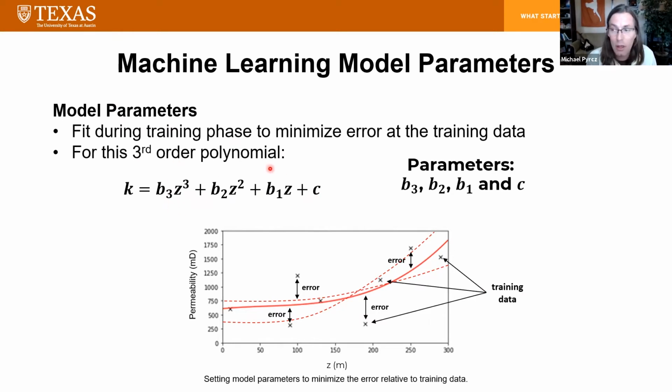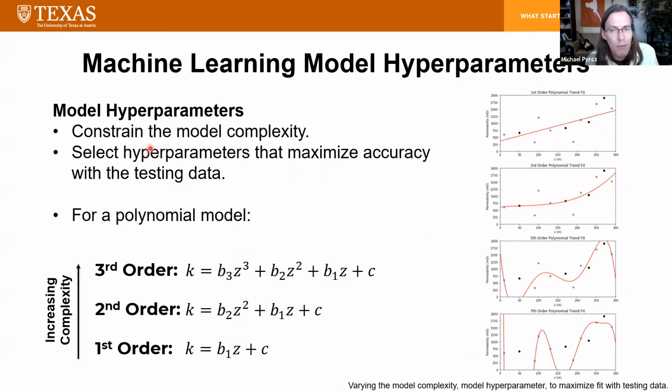Very simple. These are the model parameters. They change the slope, the form, the fit to the training data. The model hyperparameters, those are totally different. They constrain the model complexity. Our choice of 1st order, 3rd, 5th, 7th order polynomial, that's our hyperparameter in this case. Now, this is going to control the complexity, the degree of flexibility of our model.